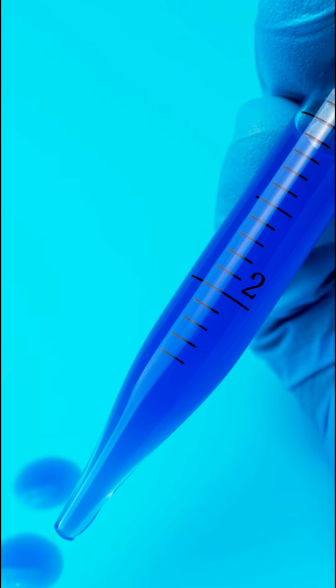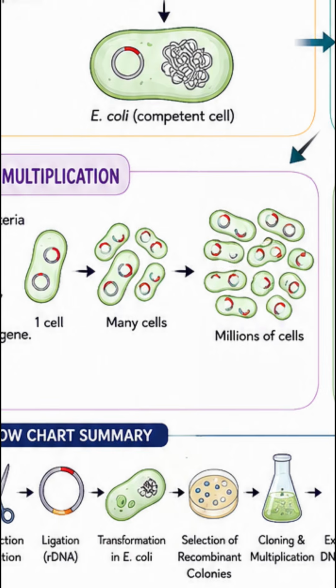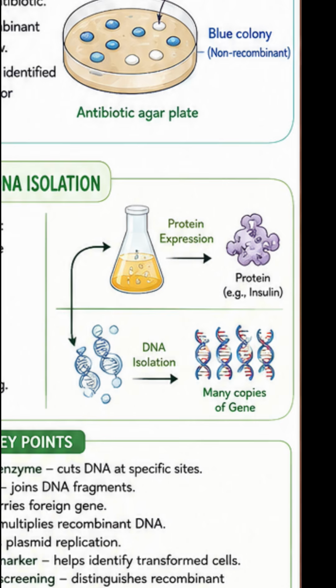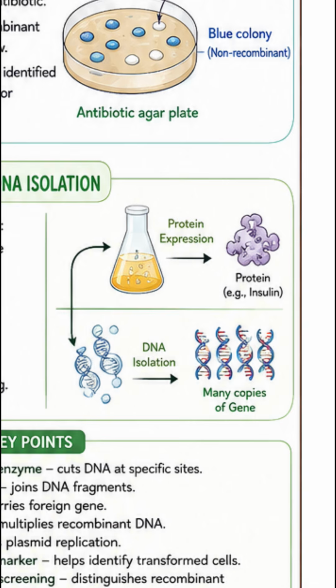They are identified by techniques like blue-white screening or colony PCR, and the recombinant bacteria divide rapidly, and each cell copies the recombinant plasmid, producing millions of copies of the desired gene. The cloned gene can be expressed to produce a protein like insulin, or isolated in a large quantity for sequencing, research or genetic engineering. So first, what are the steps?